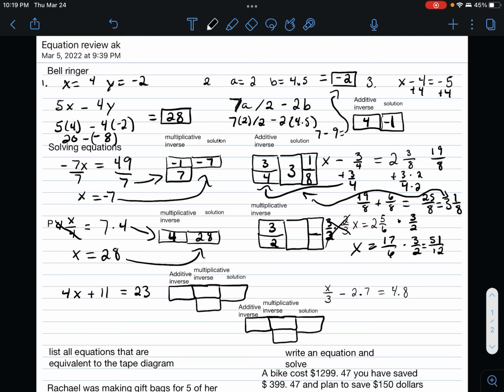12 can go into 51 4 times. And then that'll be 48. So the leftover is going to be 3. Oh, you can cross simplify. Sorry, you can divide this by 3 and this by 3. So that would give you 1 and 2. So that would actually just be 17/4.